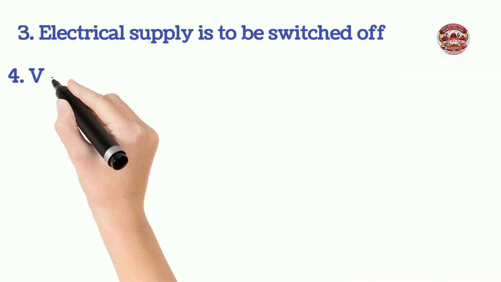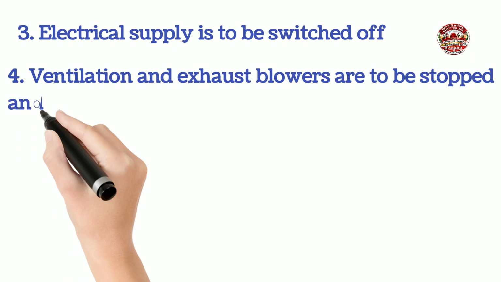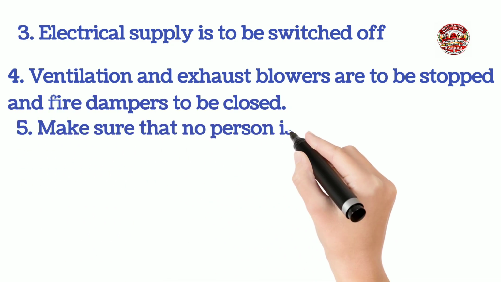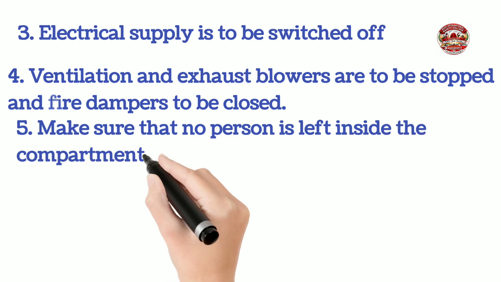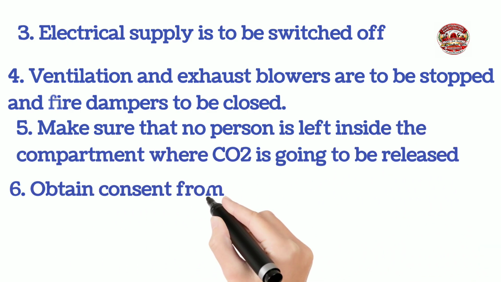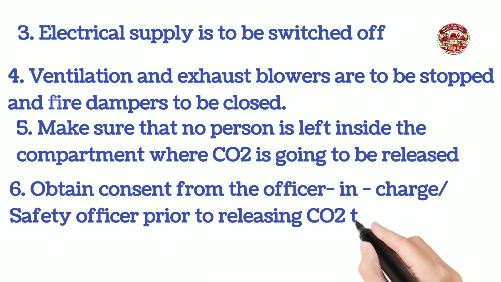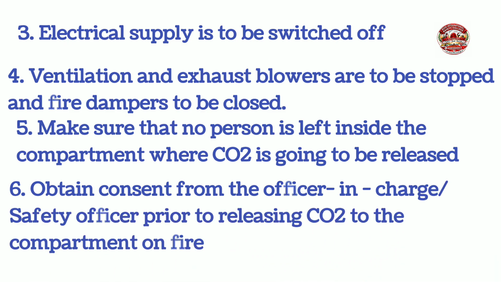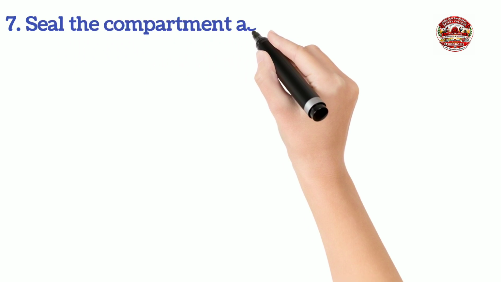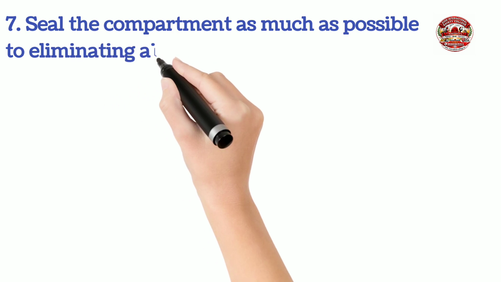4. Ventilation and exhaust blowers are to be stopped and fire dampers to be closed. 5. Make sure that no person is left inside the compartment where CO2 is going to be released. 6. Obtain consent from the officer in charge/safety officer prior to releasing CO2 to the compartment on fire. Seal the compartment as much as possible to eliminate air prior to release of CO2.